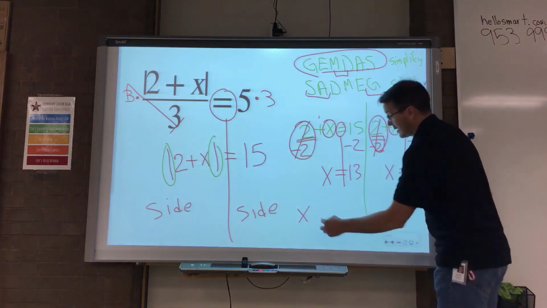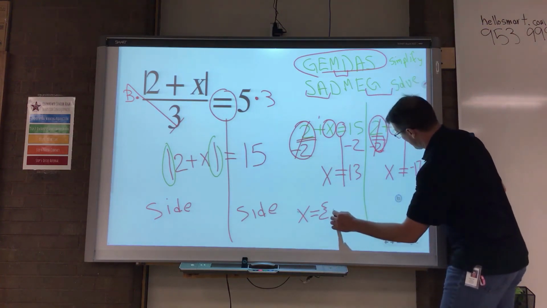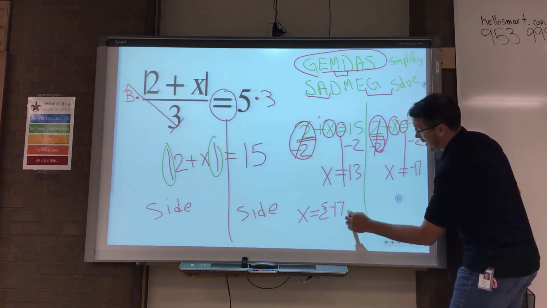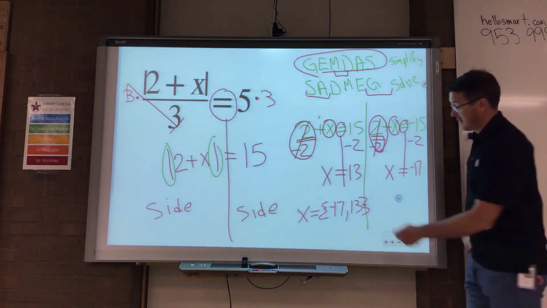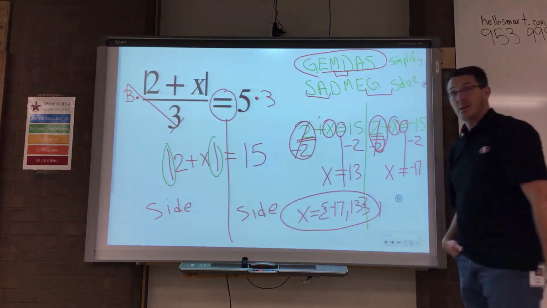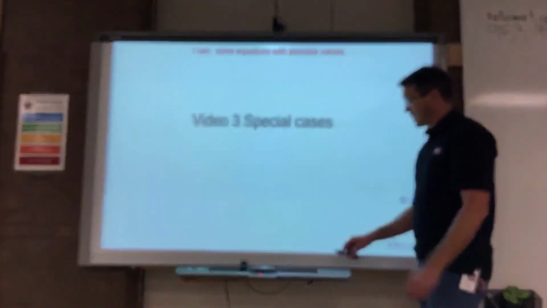Now I just have to put my solution in my answer box. So I'm going to put x equals the set, and I'm going to put negative first because negative comes before a positive, negative 17, comma, positive 13, close set, or my funky chickens. And there's your solution. All right, and that finishes today's video.